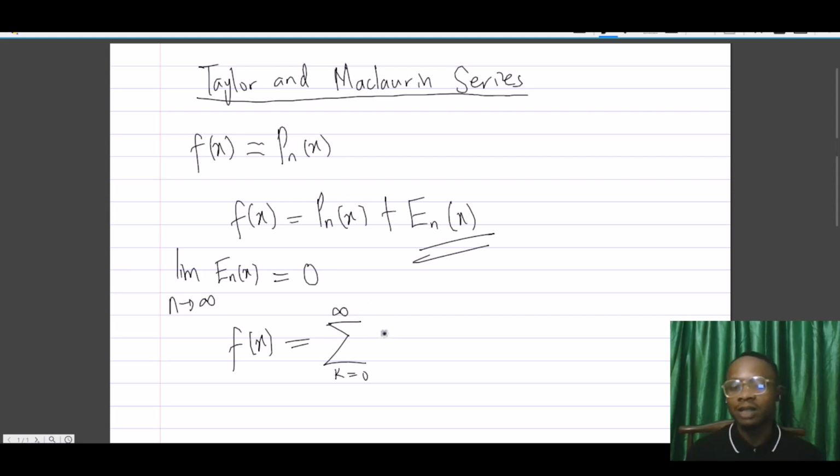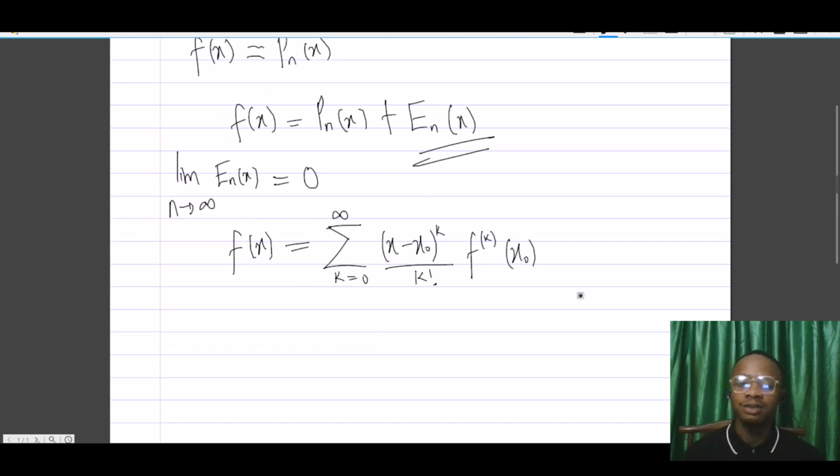So for our Taylor series, the term is x minus x naught to the power of k, divided by k factorial, multiplied by the kth derivative of f at the point x naught. This is a series now. Series simply means infinite series, an infinite sum. When you have an infinite sum of terms like this, you can call it an infinite series.